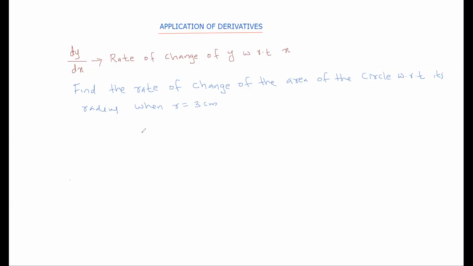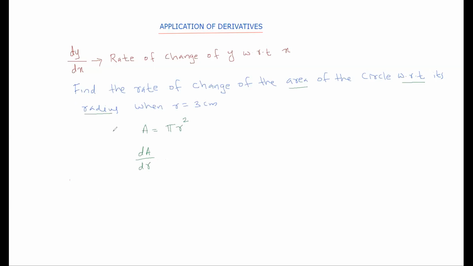We know that the area of the circle is pi r square. We need the rate of change of area with respect to radius. That means we need the derivative of A with respect to r. That is what they are asking. Derivative is nothing but a rate of change. dA by dr is the rate of change of the area with respect to radius.